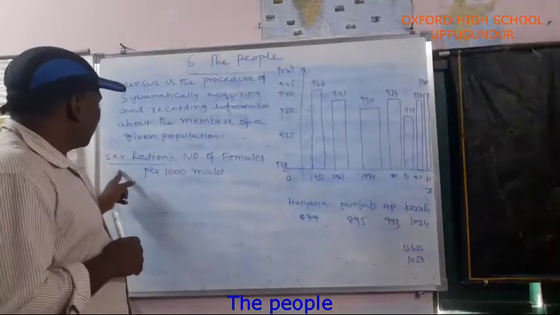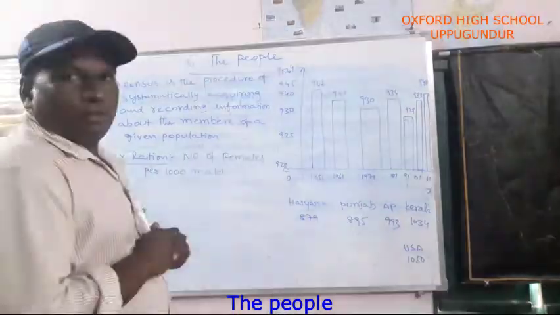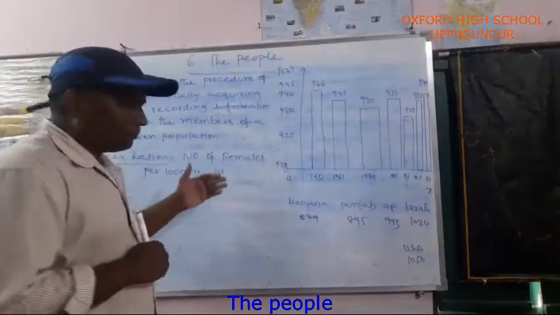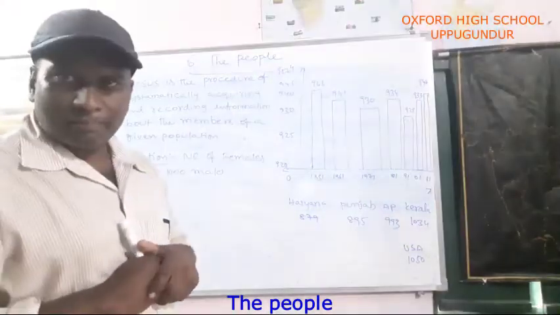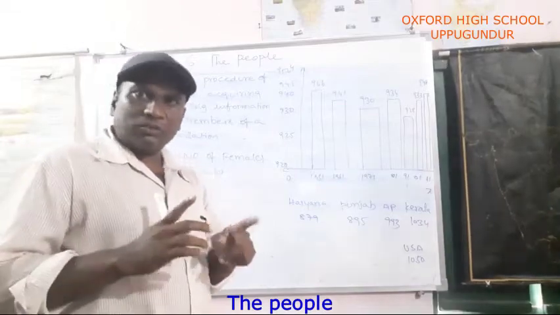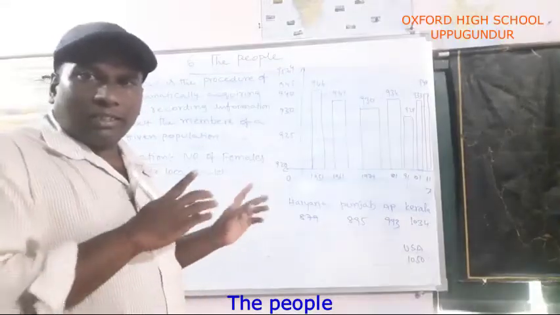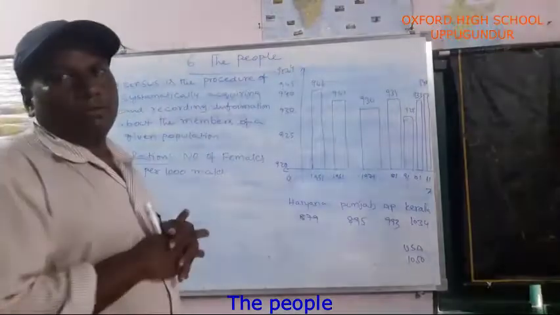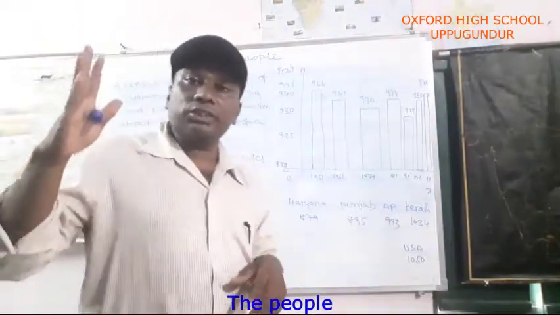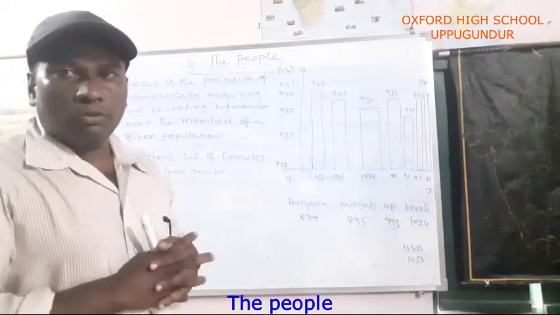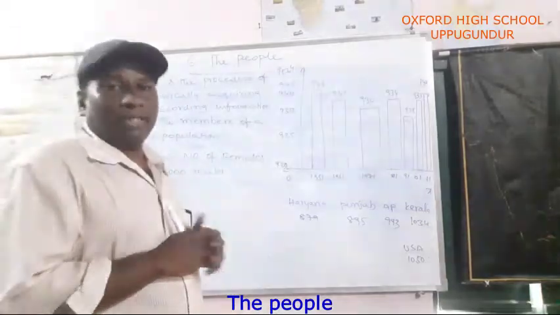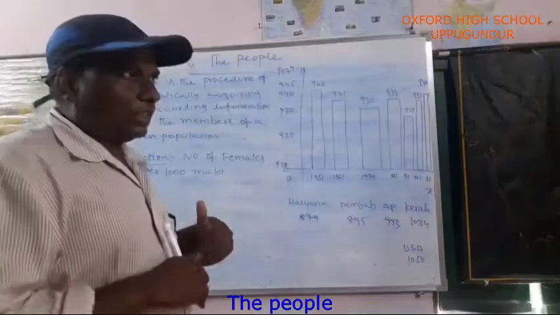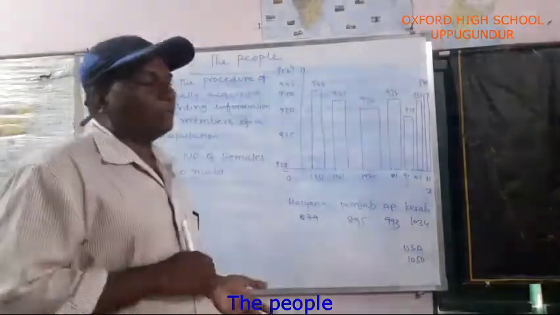Then coming to sex ratio. Sex ratio means the number of females per 1000 males. The number of females per 1000 males is generally considered as the sex ratio. In your textbook, if the sex ratio is too high or too low, which things will take place? If the sex ratio is too low, what will happen?